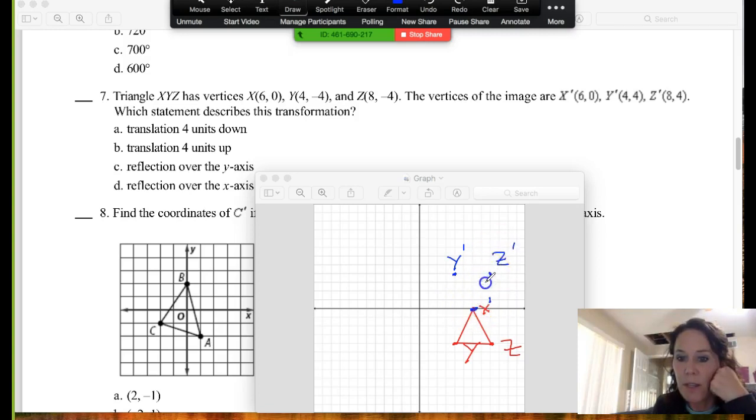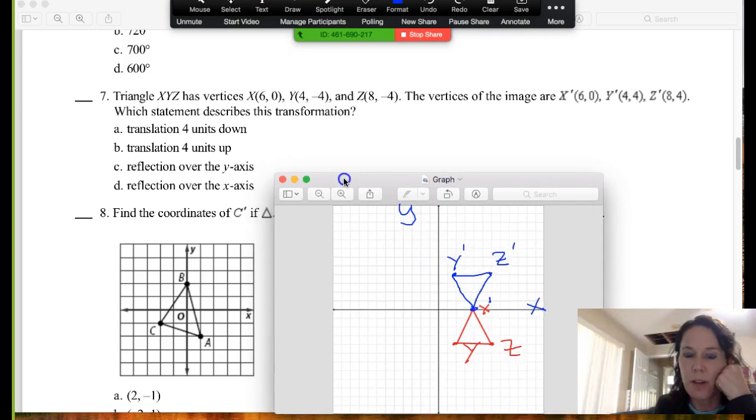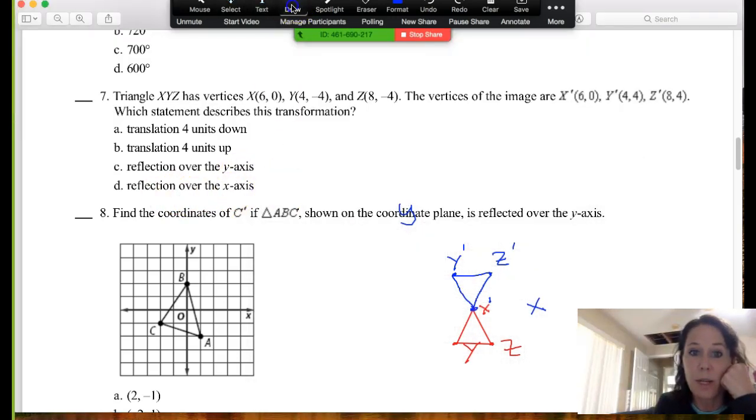Now if you look at this, it looks like the triangle has been reflected over the x-axis. Here's the x-axis, here's the y-axis. It looks like I just flipped it. So just based on graphing it out, I'm going to go with a reflection over the x-axis. That's what I'm going to go with.